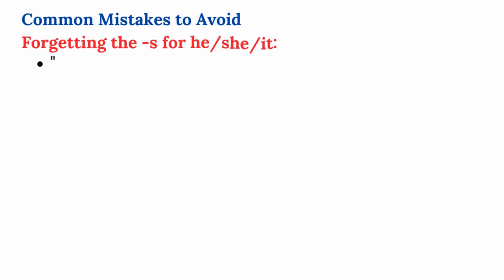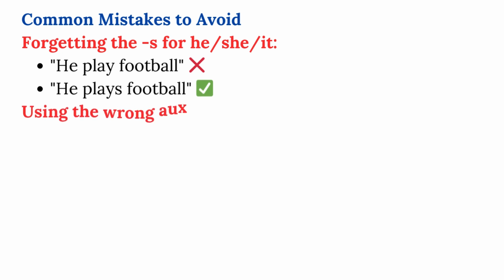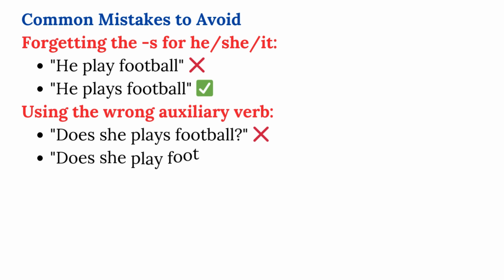Forgetting the s for he, she, it. He play football. He plays football. Using the wrong auxiliary verb. Does she plays football? Does she play football?